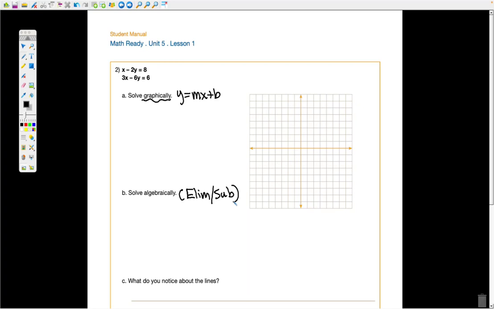Always get the y by itself. So you move the x over. When you do so, you change the sign. Always divide by what's touching the y. So if the sign is negative, it's a -2. Always remember whatever the sign is.